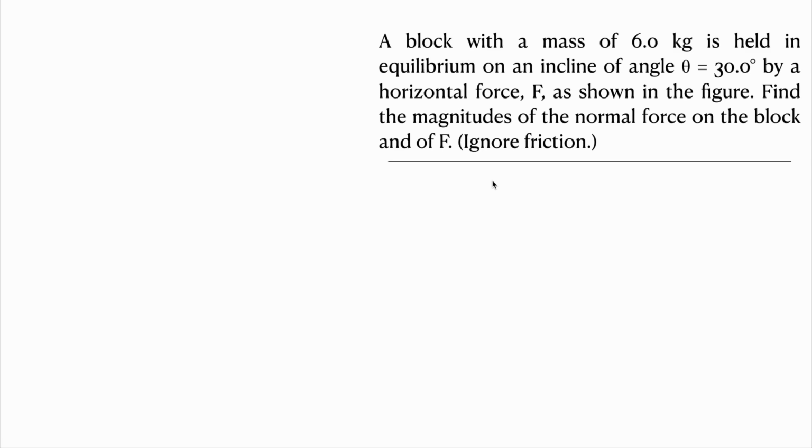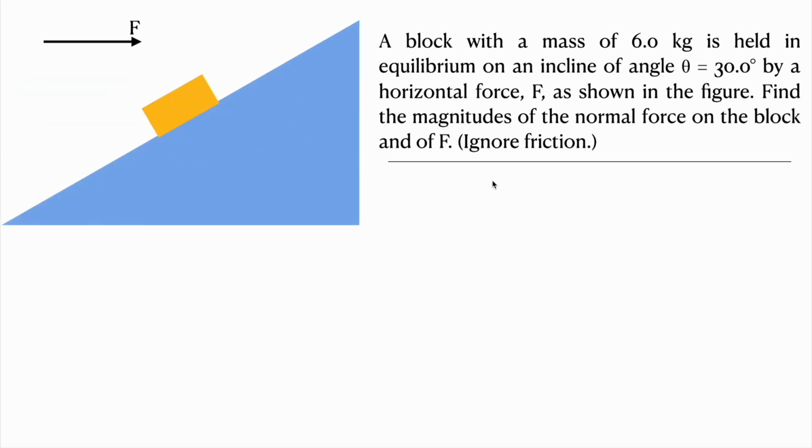Okay, today we are solving this question. A block with a mass of 6 kilograms is held in equilibrium on an incline of angle theta equal to 30 degrees by a horizontal force F, as shown in the figure. So let's see the figure, and this is the force F. Find the magnitudes of the normal force on the block and of F.